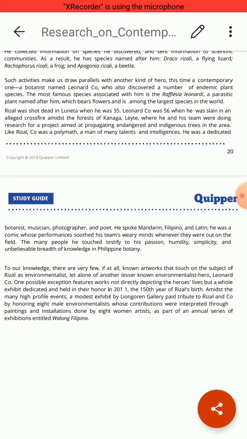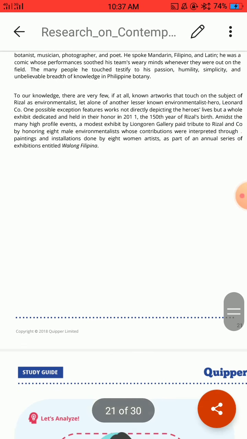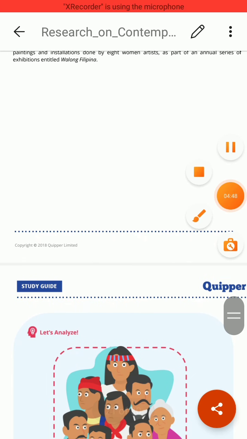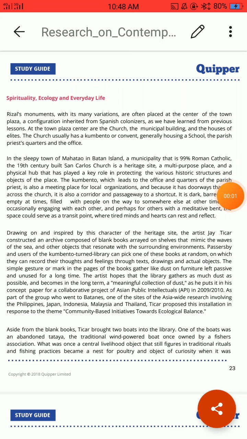So as tribute, Kang Rizal and Co. honored 8 male environmentalists whose contributions were interpreted through paintings and installations done by 8 women artists as part of an annual series of exhibitions. It's entitled Filipina. Spiritually, ecology, and everyday life.